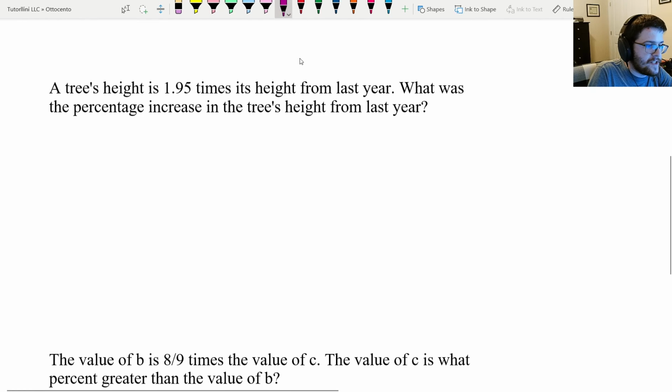All right, same kind of deal here. It wants to know the percent increase from the previous year.